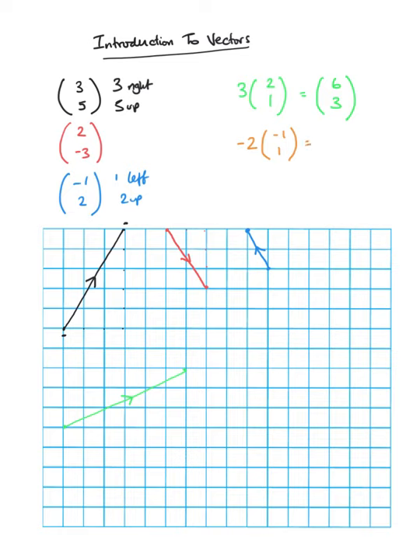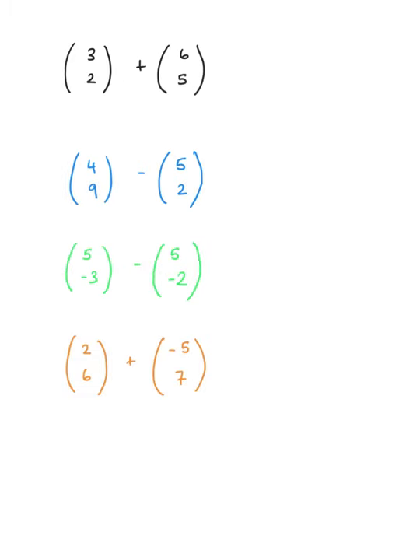And negative numbers multiplied by negative numbers works in exactly the same way as you'd expect. Minus 2 times minus 1 is 2. Minus 2 times 1 is minus 2. So the vector here is 2 minus 2. 2 along, to the right, 2 down. Remember the arrow.